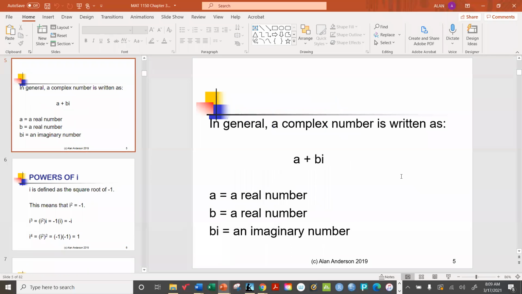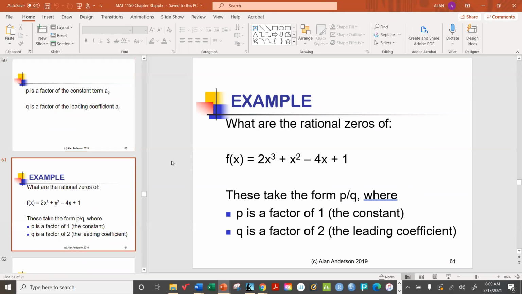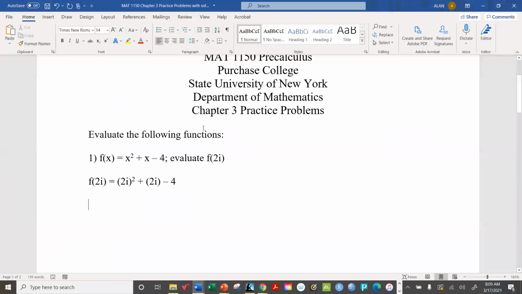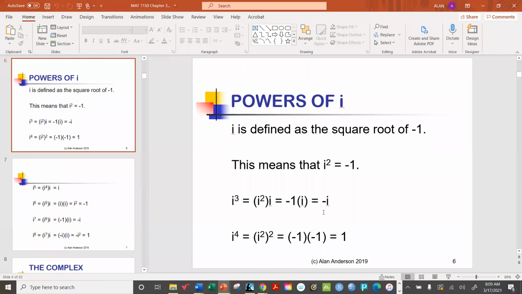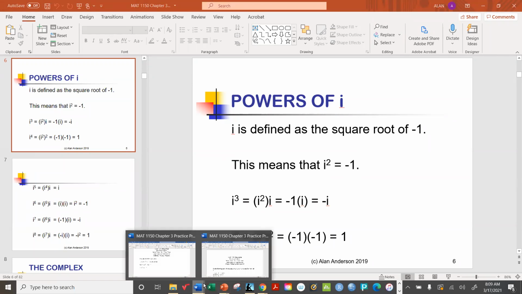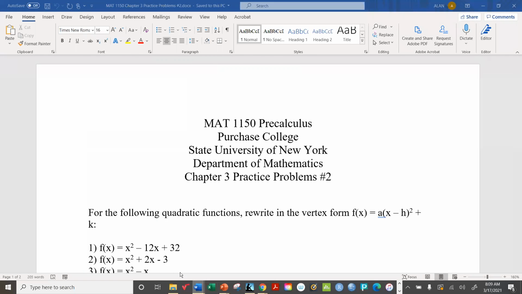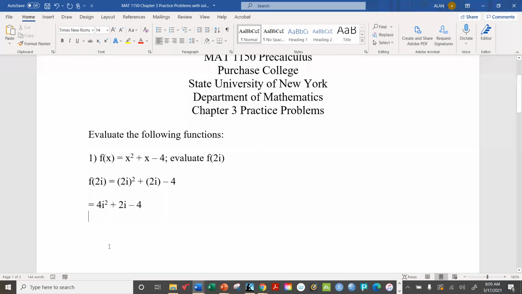So here, in this example, on our problem set, this (2i) squared actually becomes 4i squared plus 2i minus 4. All right, so once again, because i squared, according to our results here, is -1, that means we can replace this i squared with -1. And so you can see you're going to get -4 plus 2i minus 4.